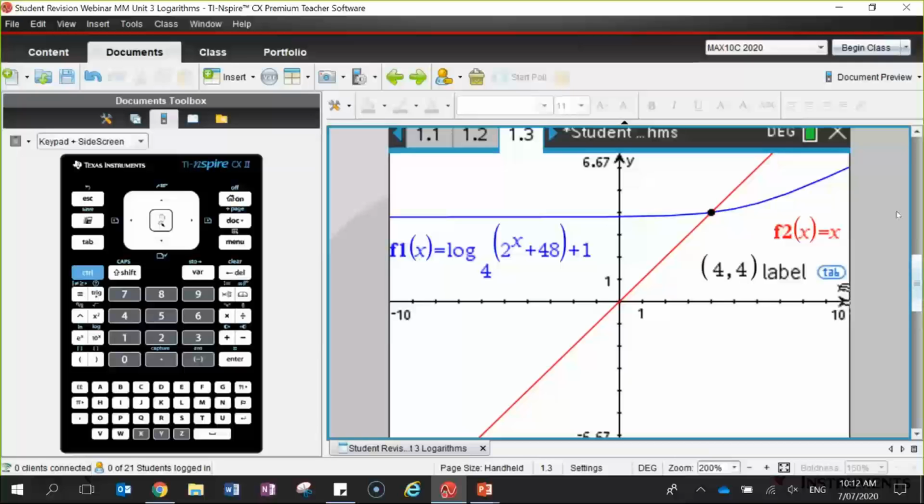Something else that I wanted to just make you aware of is you will notice here that on my calculator screen, I've got page 1.1, 1.2, 1.3. Okay, back to page 1.1.